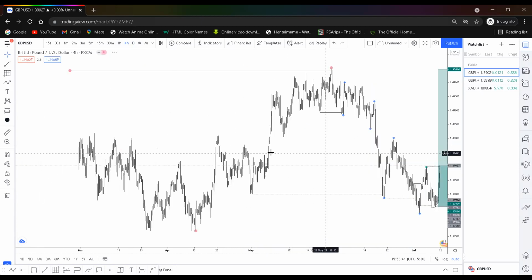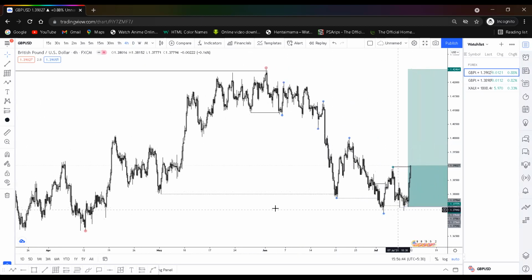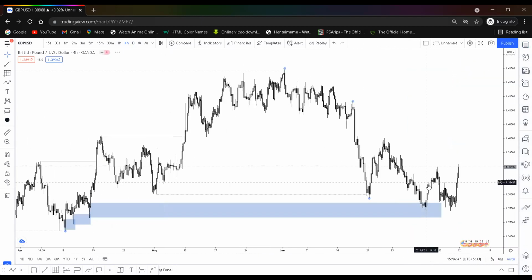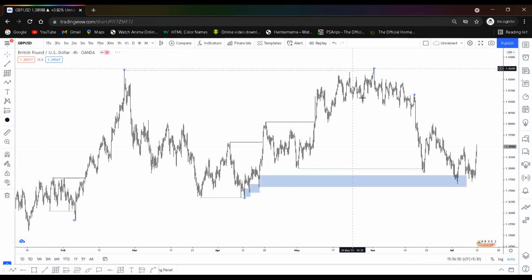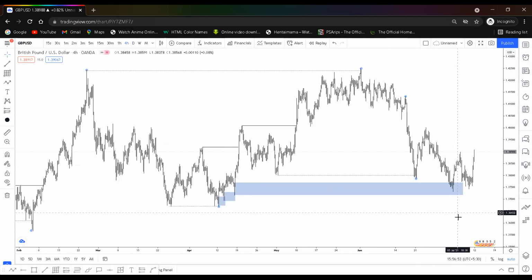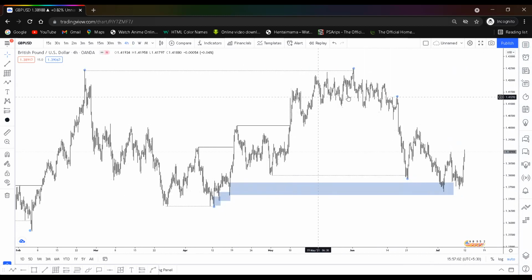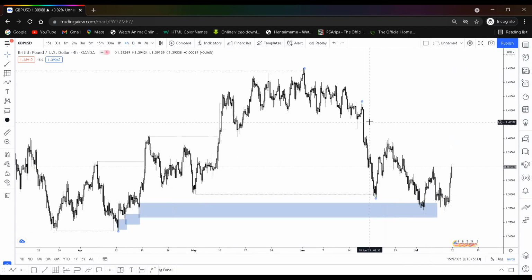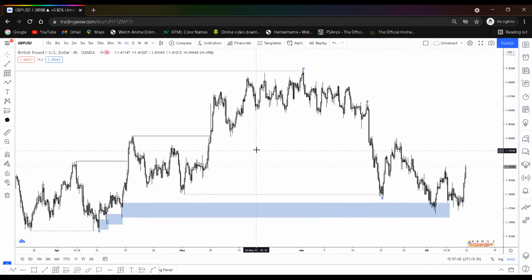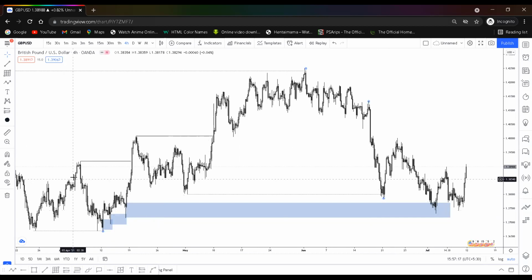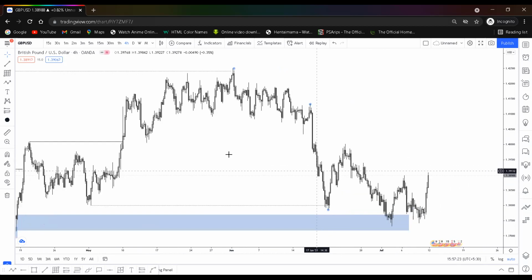For price to come back down here, they have to do an accumulation. To go back up, they'll accumulate orders. Accumulation always comes in a bearish counter trend. Remember that: accumulation always comes in a bearish counter trend, and distribution always comes in a bullish counter trend. Sorry, my internet cut out for a sec. Accumulation comes in a bearish counter trend, and distribution always comes in a bullish counter trend.